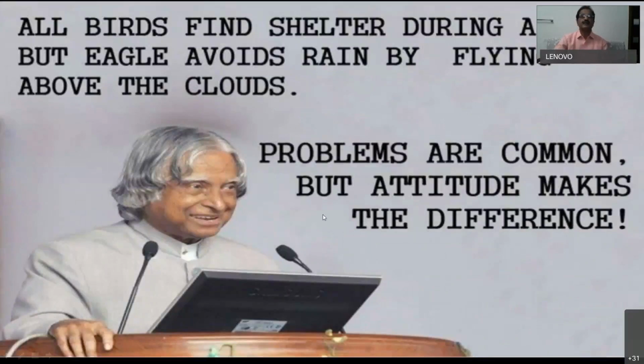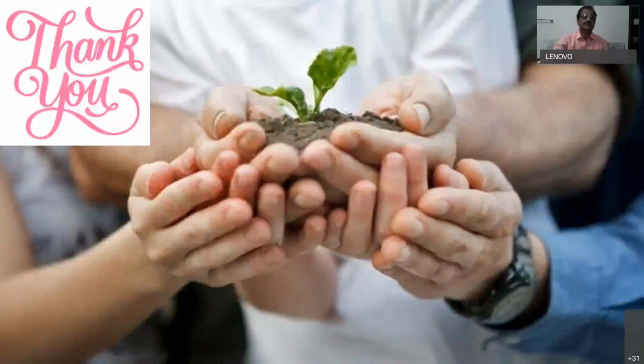And then finally, we all know the famous saying: all birds find shelter during a rain, but the eagle avoids rain by flying above the clouds. There are so many problems everywhere. Problems are common, but it is the attitude of the person that makes the difference. That is exactly what is required.